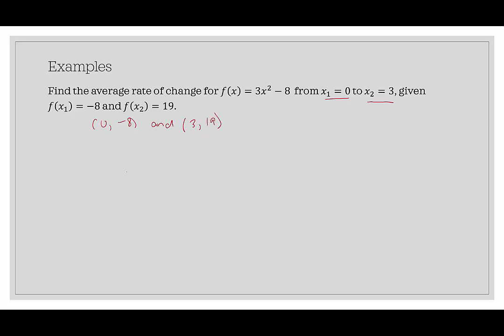So then we could calculate this. Remember, the slope of the secant is our average rate of change. So we would say 19 minus -8 over 3 minus 0. That gives us 11 over 3. So the slope of the secant line between those 2 points would be 11 over 3.